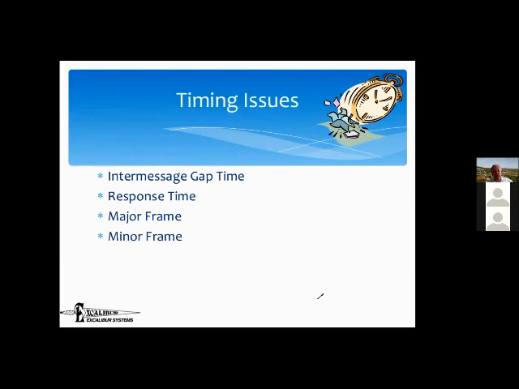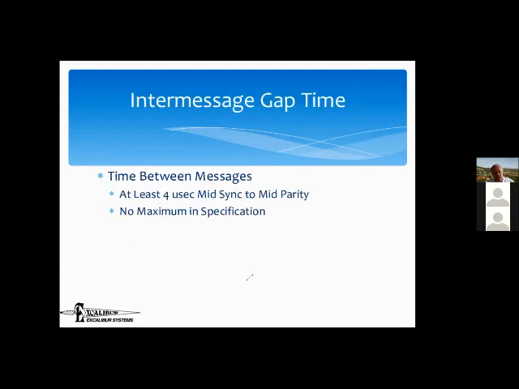So in terms of the timing issues, the 4 things we'll talk about are intermessage gap time, response time, which we actually saw already, major frames and minor frames. Now the intermessage gap time is the time between messages. The rule is that it must be at least 4 microseconds as measured from, it actually should be mid-parity to mid-sync, which we'll see what that actually means a little later. It's the same as saying 2 microseconds of dead time on a bus. It's just easy to measure mid-sync to mid-parity.